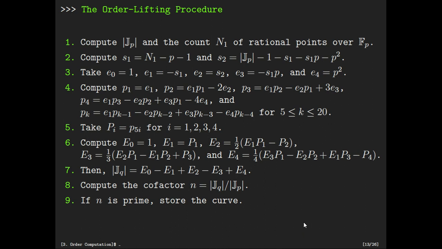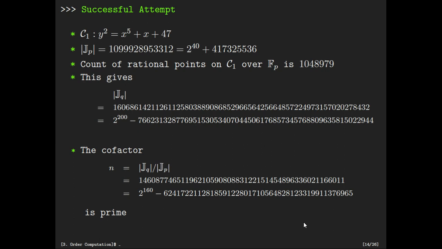So for the polynomial L, for the L function, L of 1 is the JQ, and therefore we compute the order n equal to JQ by JP. If n is prime, then we will store the curve. So this is a successful attempt.